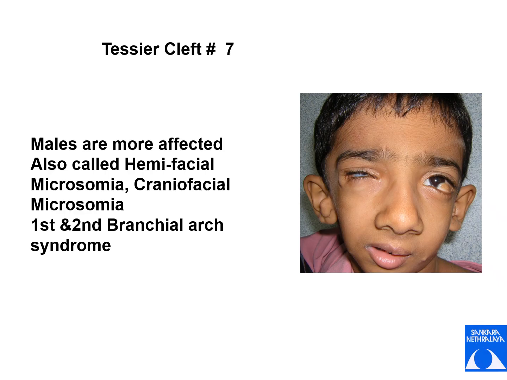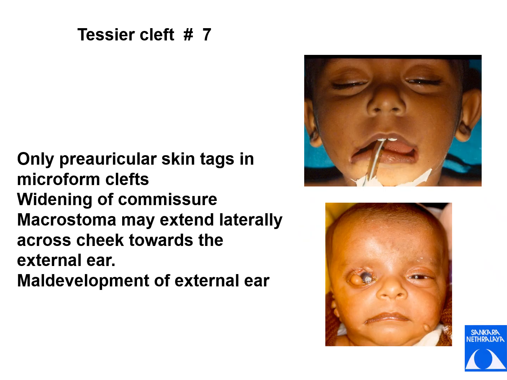Tessier cleft 7. Males are more affected, also called hemifacial microsomia or craniofacial microsomia or first and second branchial arch syndrome. Only preauricular skin tags are seen in microform clefts. There is widening of the lip commissure. Macrostoma may extend laterally across the cheek towards the external ear.